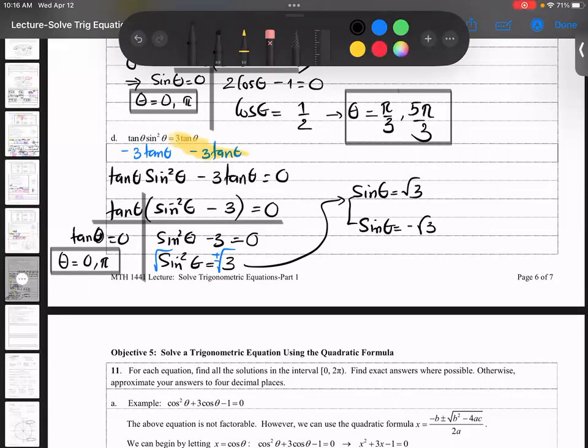Is there a solution? No, because root 3 is not inside negative 1 and 1, right? Root 3, if you plug it in your calculator, is roughly 1.7, or negative root 3 is negative 1.7, and that's not between negative 1 and 1. So no solution. So the only solutions you have are 0 and pi.